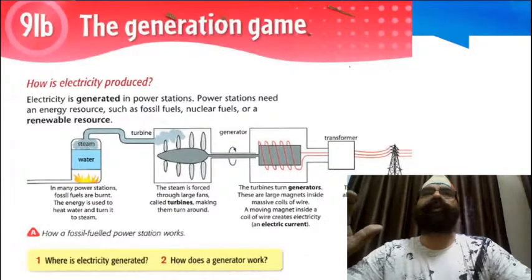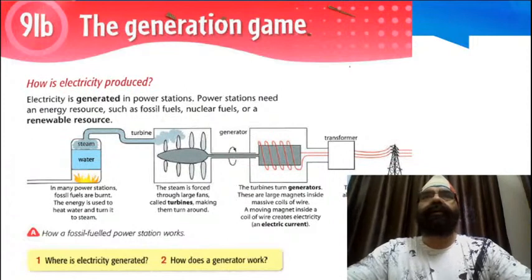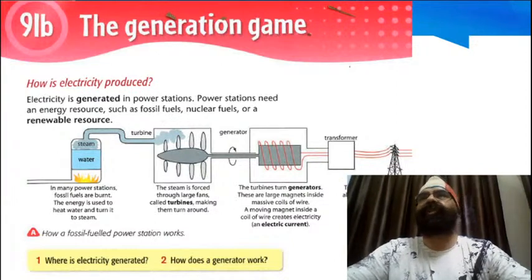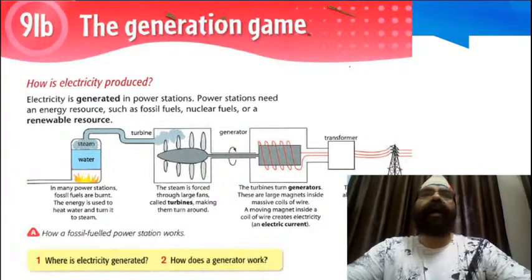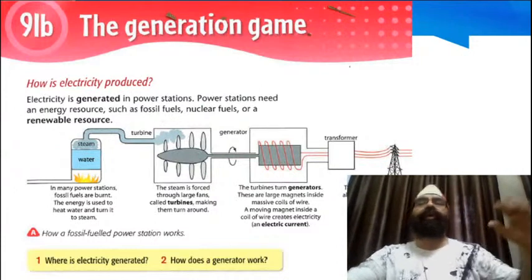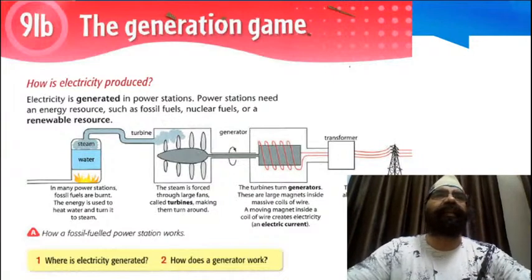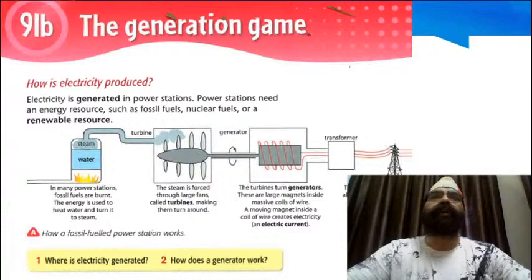So today we go to the new topic, the generation game. Here we are talking about generation of electric power, generation of electricity. How can we generate electricity? We use it for all our household chores. How can we generate it? You can see this in your page. There's a diagram of a station. This is the diagram of how electricity is generated in a power station.